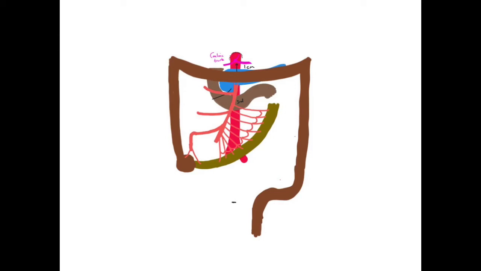The ileal branch will anastomose with the end of the superior mesenteric artery. You'll see different things in different books, but that's generally how it goes.